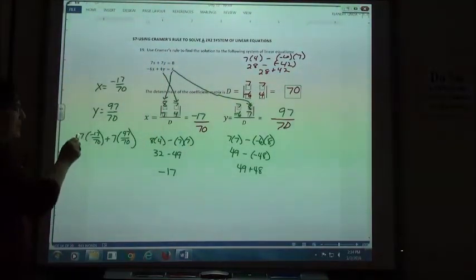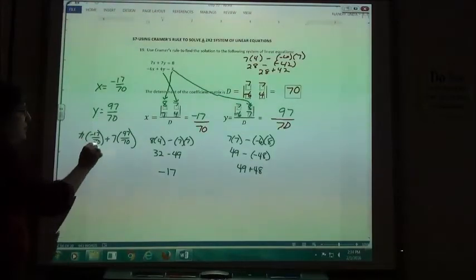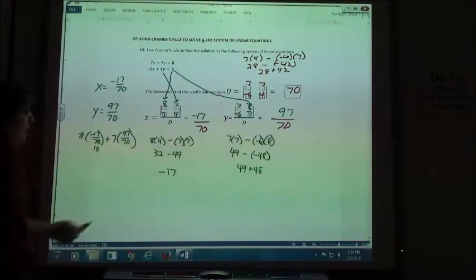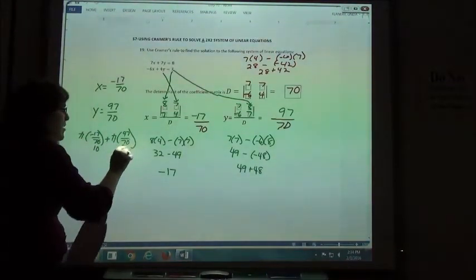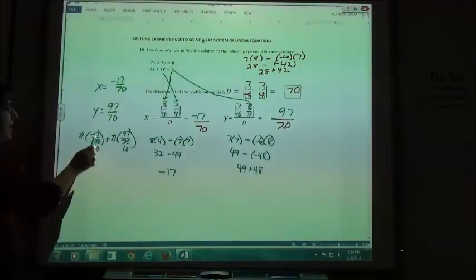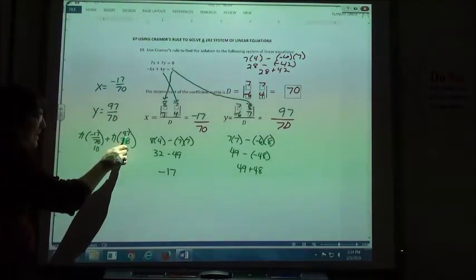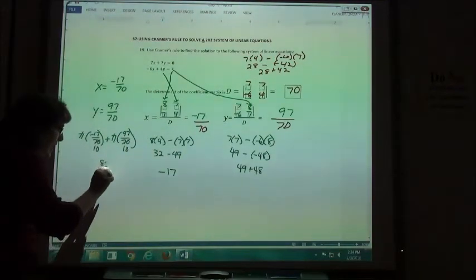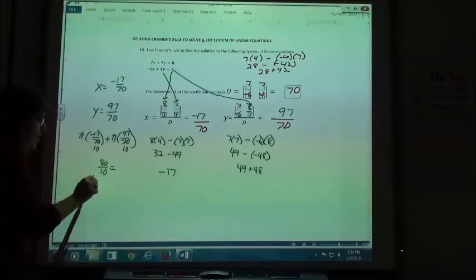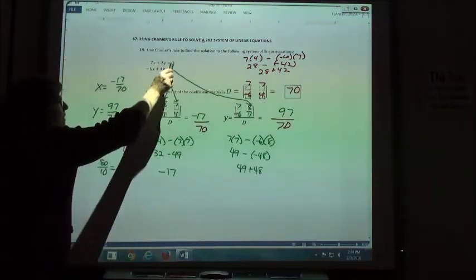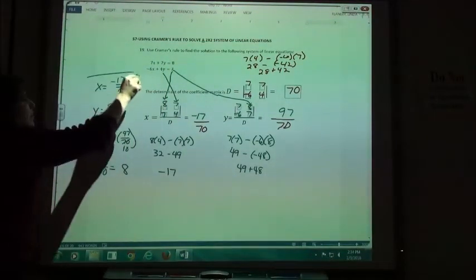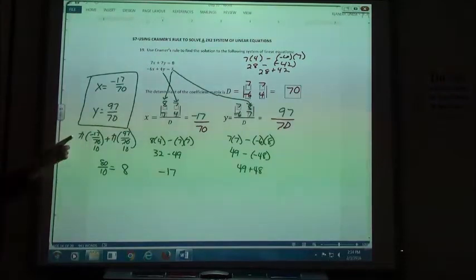These ones happen to be nice because I can reduce. 7 goes into 70 10 times. Same thing here, 70 goes into 70 10 times. -17 plus 97 would give me 80 over 10, and 80 over 10 is 8. I was supposed to get 8? Yep. Those answers check out. Now, of course, you could use your fraction calculator and double check your answers using your calculator, but since those ones turned out nice, I didn't really need my calculator.